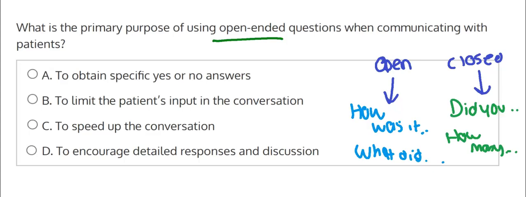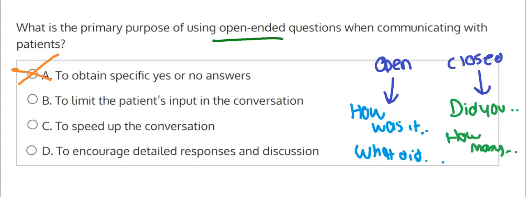So option A says, to obtain specific yes or no answers, and the yes or no would be associated with your closed-ended answers. So you're not getting a broad answer, you're getting a very specific part of an answer. So we'll eliminate option A because that's not what open-ended is.